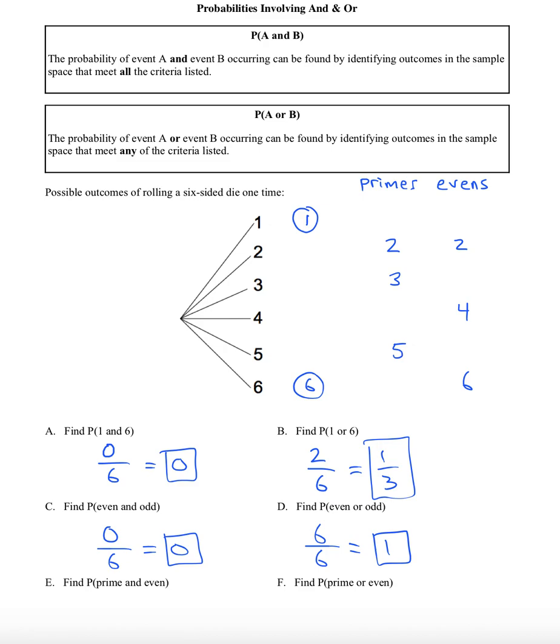Do any of the outcomes meet all the criteria listed? Yes. 2 does. It's the only outcome, though, that meets all the criteria. So let's make our probability 1 out of 6.